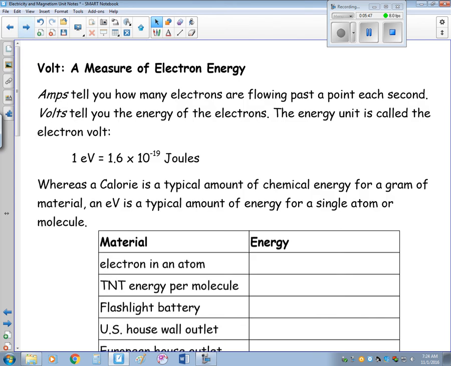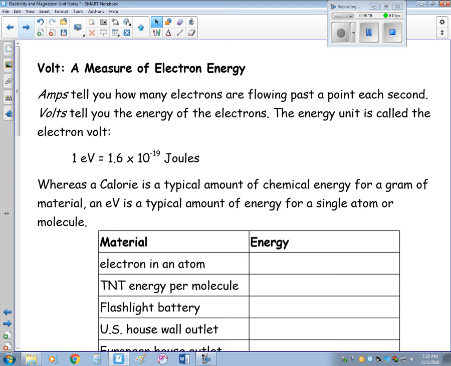All right, so we've talked about current and we've talked about resistance. The next topic is voltage. What a volt does is it measures the electron energy. So amps will tell you how many electrons are flowing past a point each second. Ohms, which is resistance, measures how much a material will try to slow down those electrons. And then volts will tell you the energy of the electrons.